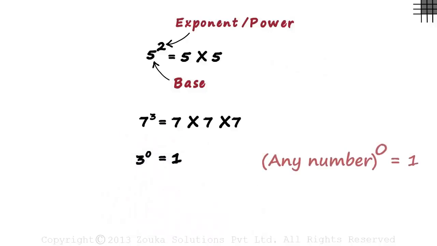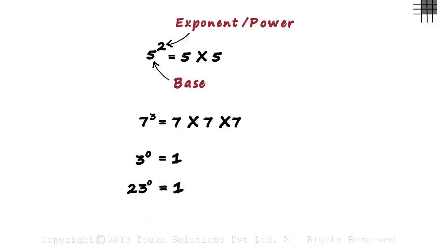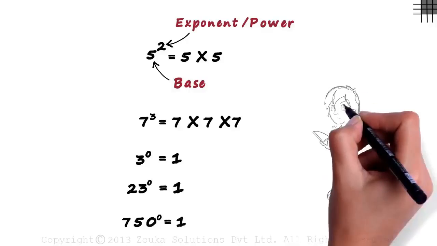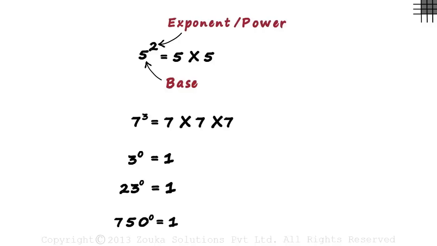Actually, any number raised to 0 always equals 1. 23 raised to 0 equals 1, or even 750 raised to 0 equals 1. Surprised? Well, this was an interesting fact about exponents, but what's even more interesting is the logic behind it.